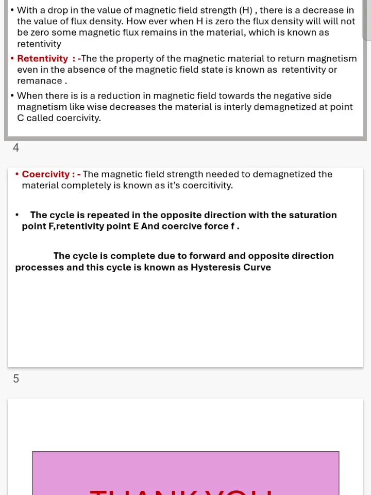The cycle is complete due to the forward and opposite direction process, and this cycle is known as the hysteresis curve.